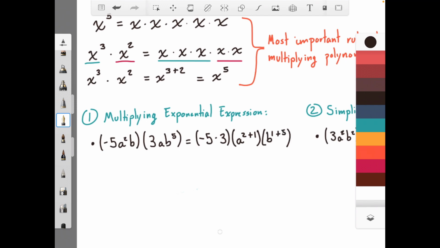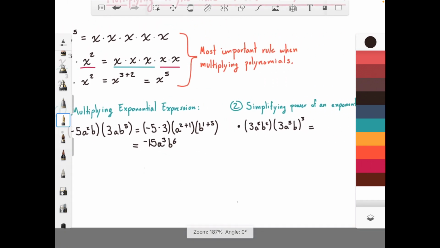So that's the way you would approach an exercise. You separate each individual part, and then you multiply like terms, if you can say it like that. After that we simply multiply. So -5 times 3 is equal to -15. A to the 2 plus 1 power is a to the third power, and b to the sixth power, and that would be our answer for this exercise.